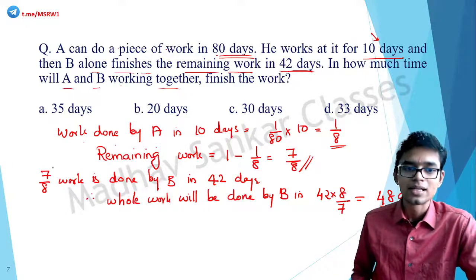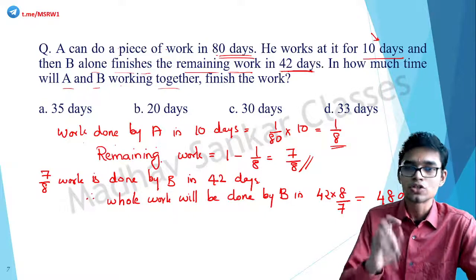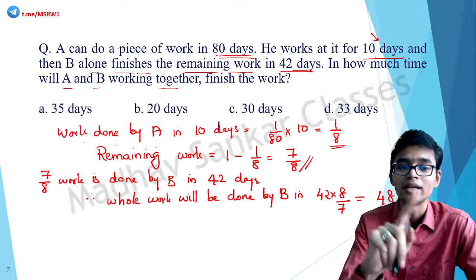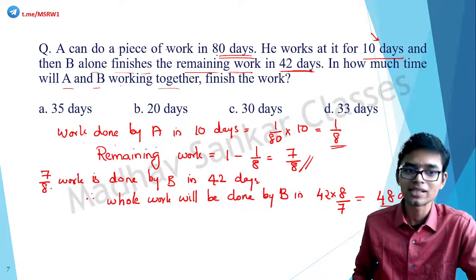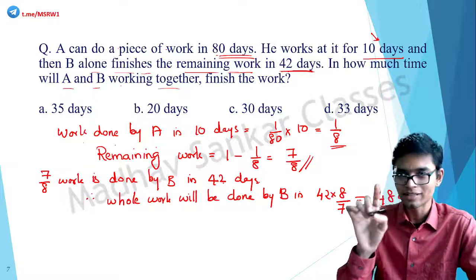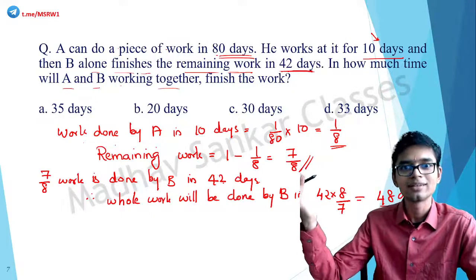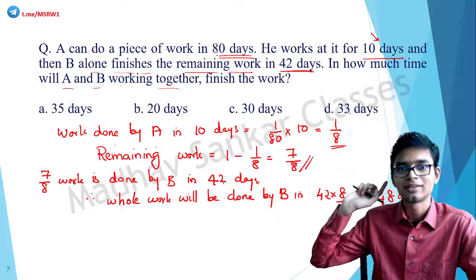Think about it. 7 by 8 of the work is done by B in 42 days, correct? So 1 by 8 of the work is done by B in how many days? Divide both by 7. 7 by 8 work done by B in 42 days. So 1 by 8 work is done in, here I divided by 7, so here also divide by 7. 42 divided by 7 is 6. Correct. So 1 by 8 of the work is done by B in 6 days. So the full work is done by 6 into 8. That is 48 days. Got it?